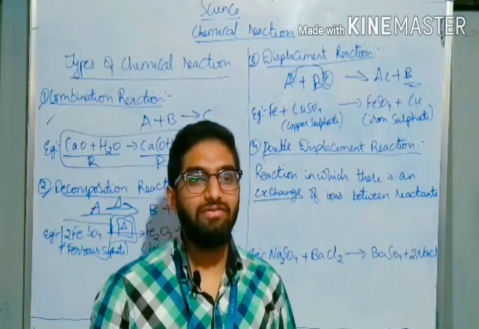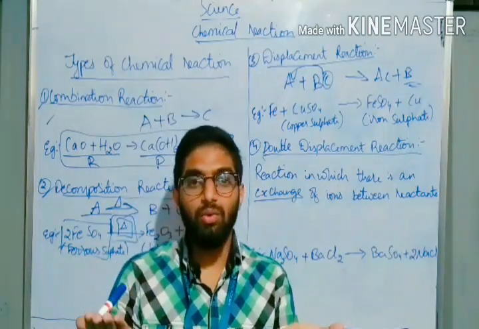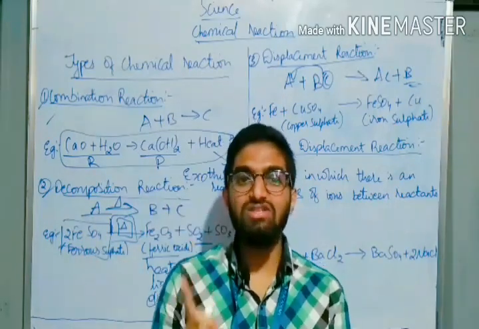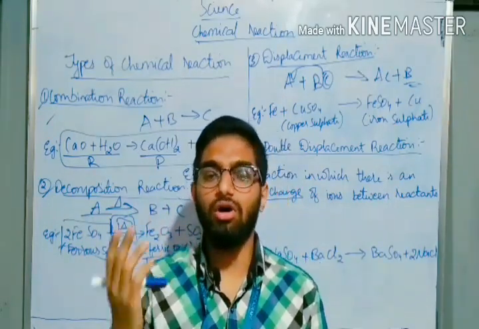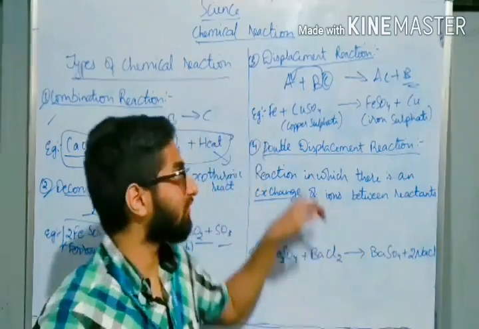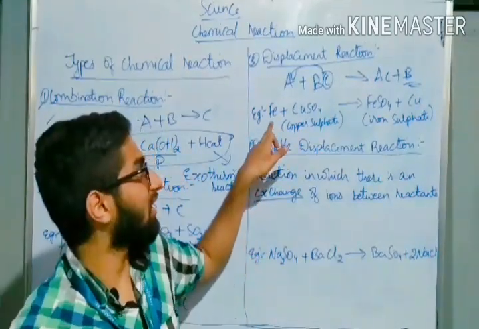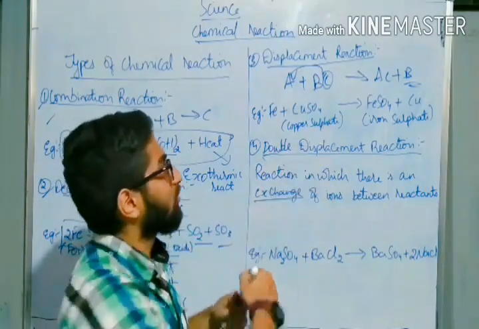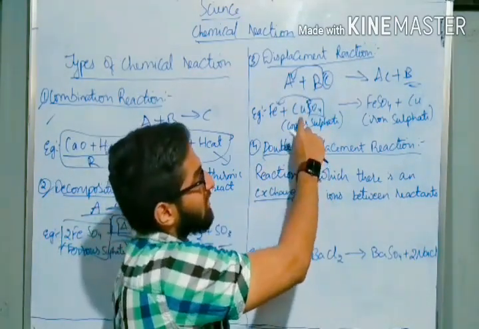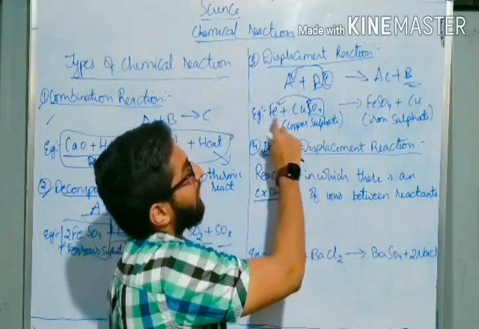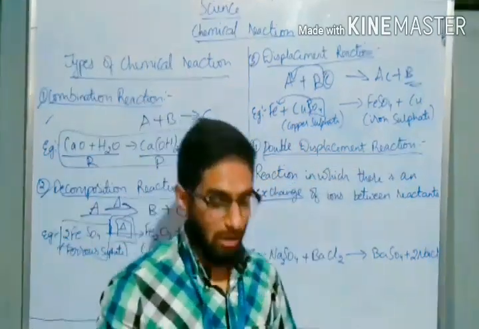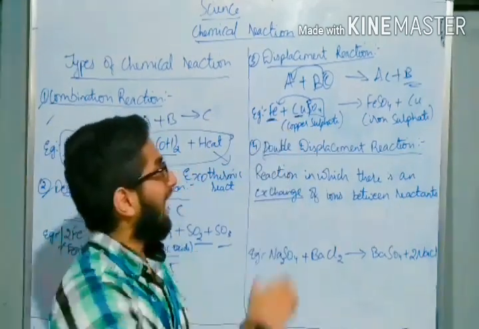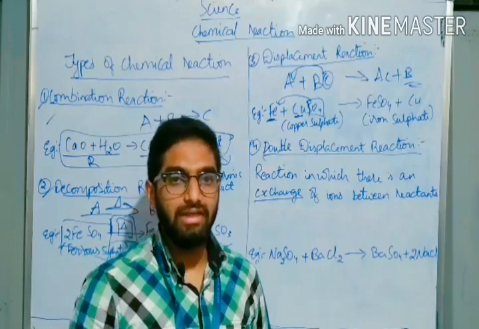Displacement reaction can be defined as when you have two different elements and one element is more powerful than the other, or one element is more reactive than the other. If I take an example, Fe plus CuSO4 getting reacted, and you see sulfate is displaced from copper sulfate to iron sulfate. Now how does this happen and why is it happening? We know that iron is more reactive than copper.